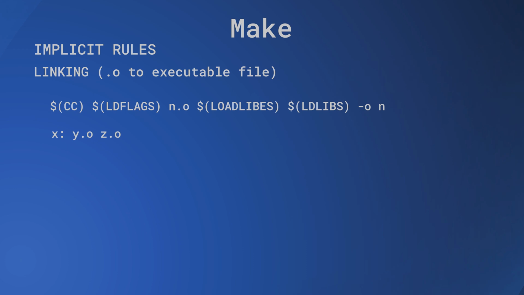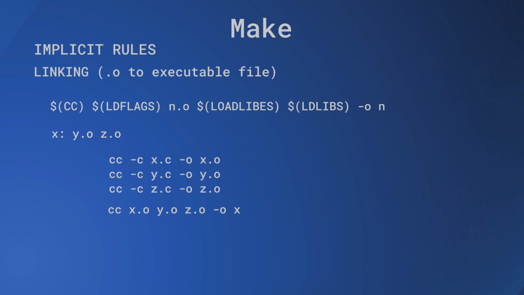Suppose we have x.c, y.c, z.c, and we have a line giving prerequisites for x, x colon y.o z.o. Then these commands are executed using the implicit rules: cc -c x.c -o x.o, cc -c y.c -o y.o, cc -c z.c -o z.o, that is, all the three source files are compiled, and then cc x.o y.o z.o -o x. All these commands are executed when we have a line x colon y.o z.o giving the prerequisites for x.